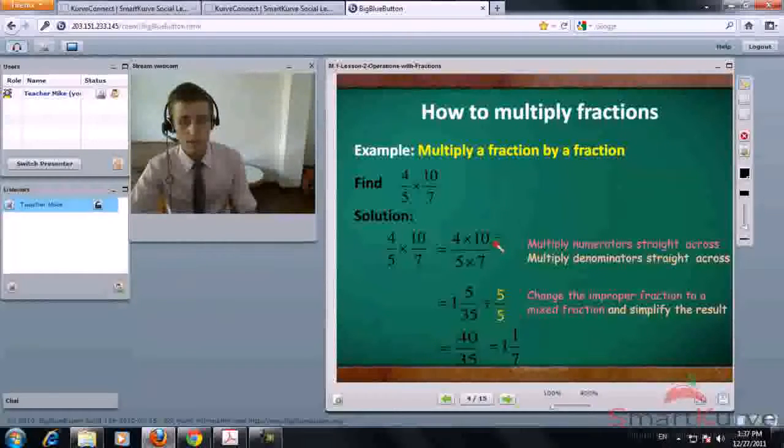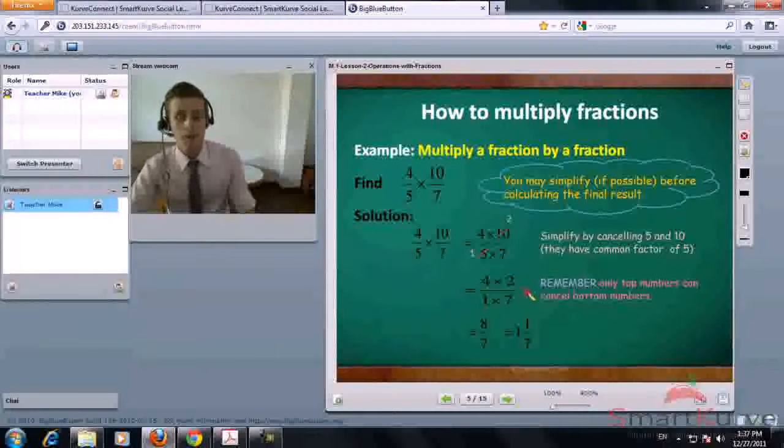Straight across, 40. Straight across, 35. 1 1/7. 1 5/35, 5/5 equals 1/7. You change the improper fraction to a mixed fraction and simplify the result.